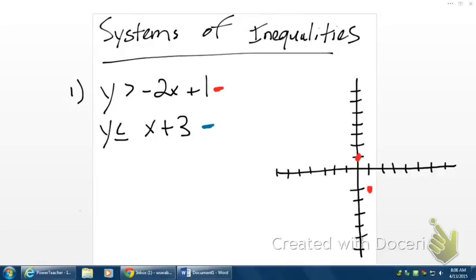Okay? Amanda, is that going to be a solid or dotted line? Good. We got a dotted line right there. It's an ugly line, but it's okay. x plus 3. Now let's go ahead and shade.